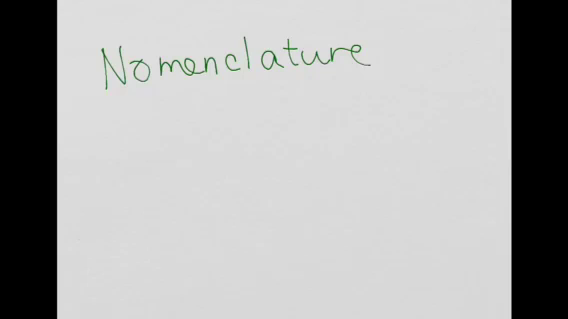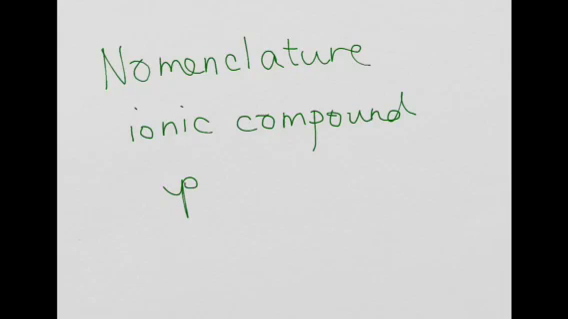Hi everyone, so in this video we're going to continue our lesson on nomenclature, which is naming and writing formulas for ionic compounds. Specifically, we're talking about ionic compounds that involve a polyatomic ion. On your periodic table, your polyatomic ions are given. You don't have to memorize them, but you do have to be able to recognize them.